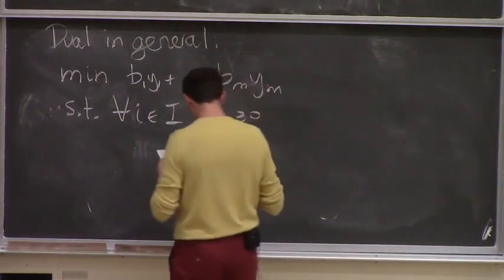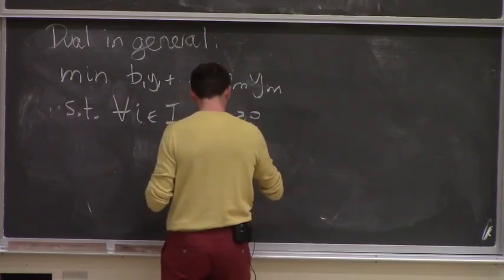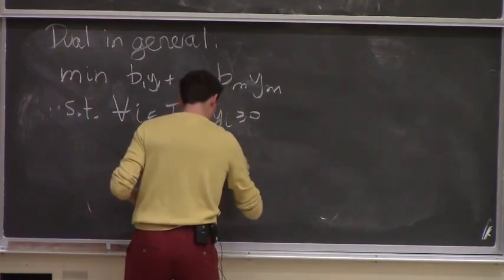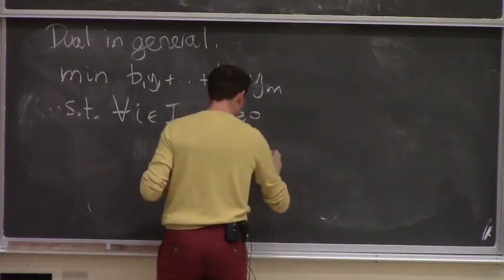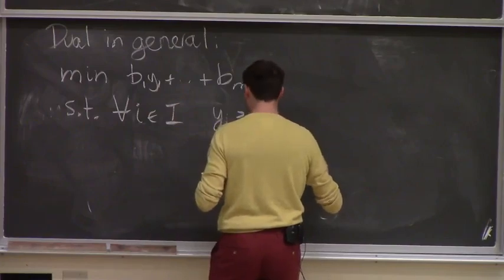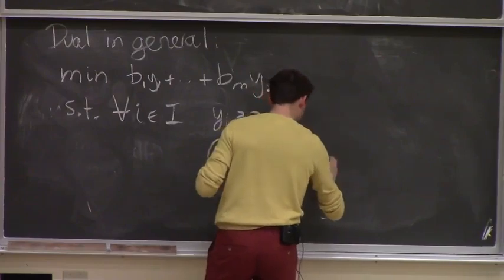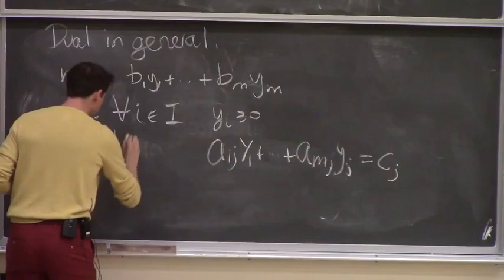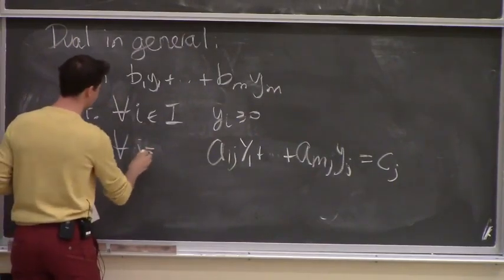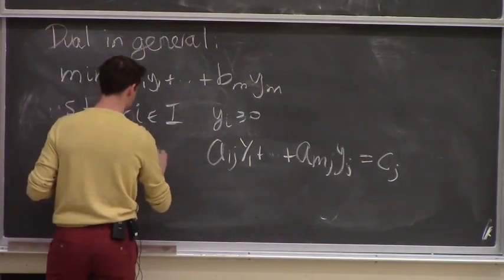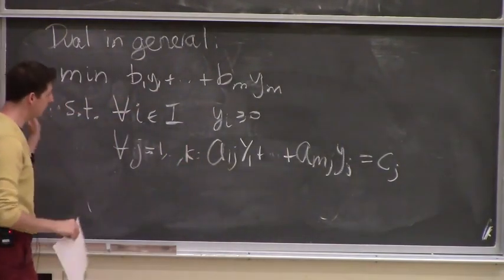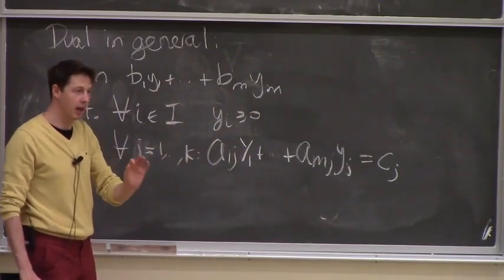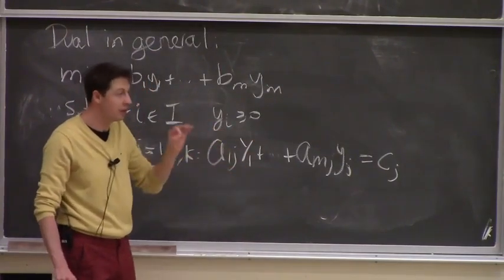So I have A1j y1 plus and so on up to Amj ym equals Cj. And what I could do is say, for j going from 1 through k, just make all of them equal to Cj. That was what we did earlier: we took each of the Cj's and set the corresponding linear combination to be exactly equal to Cj.